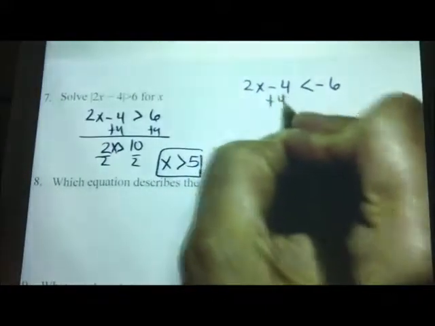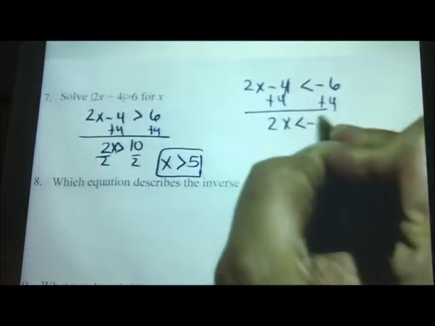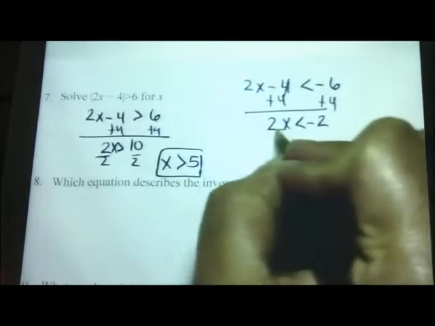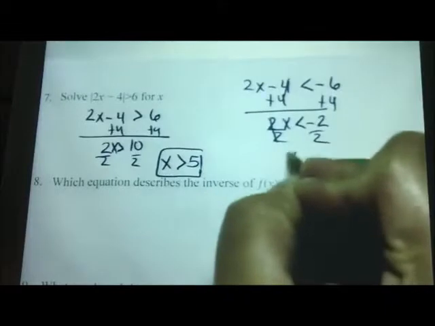Then we add 4, 2x is less than -2. We divide both sides by 2, and we get x is less than -1. Those would be your 2 answers.